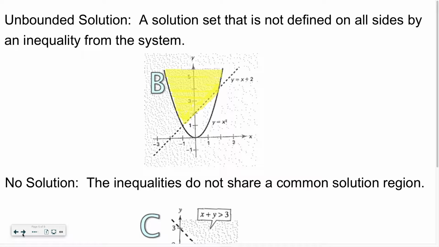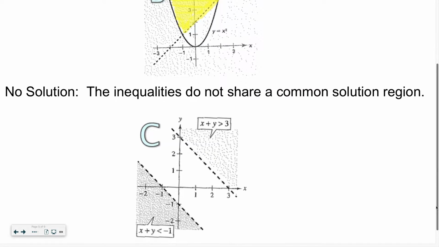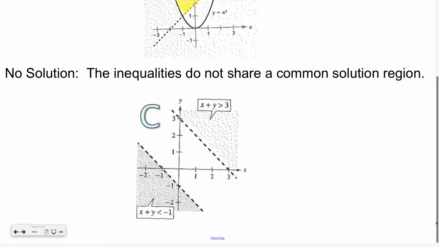It's also possible that your shading won't overlap at all and nothing would be in common, and so there's no solution. Okay? If I would have changed the inequality signs on that D graph, if the shadings were going away from each other instead of towards each other, that could have been a no solution. Okay?